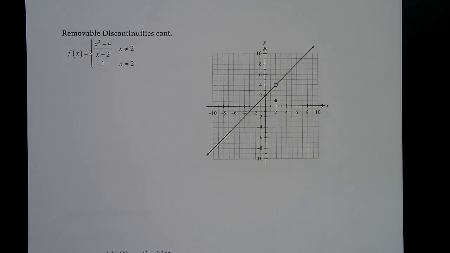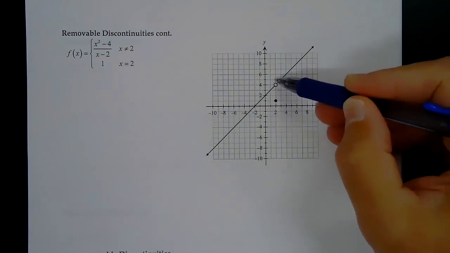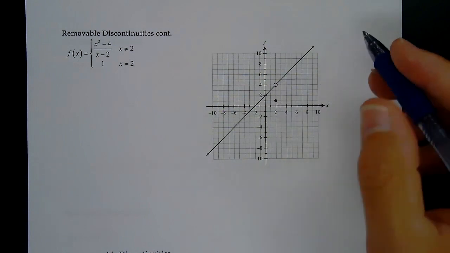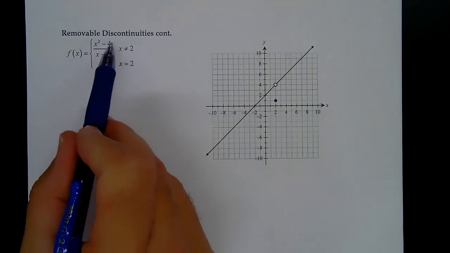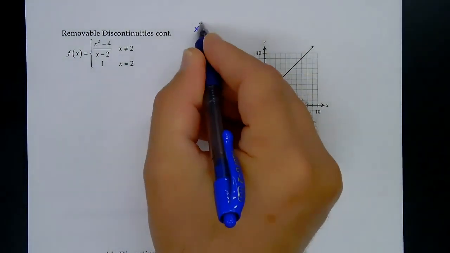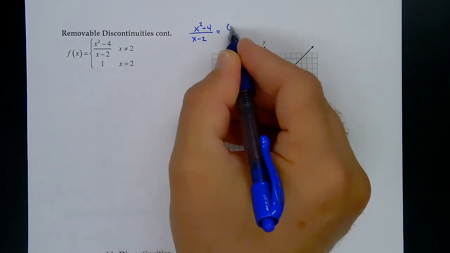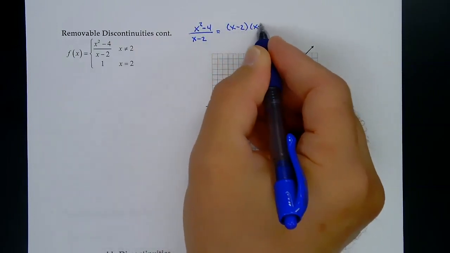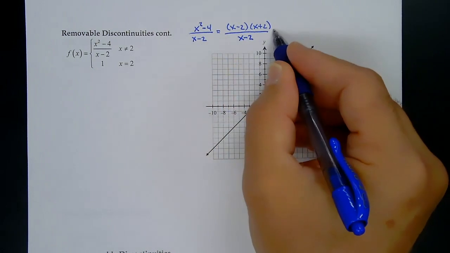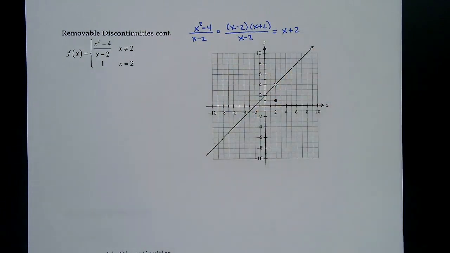All right, so for this next one, the discontinuity happens right here, okay? And that's where the break in the graph happens right here. Here we have an open dot and here we have a closed dot. One thing to notice right here is this is a difference of squares, all right? So x squared minus 4 over x minus 2 could be broken down into x minus 2 times x plus 2 all over x minus 2. And then simplified, that becomes x plus 2.